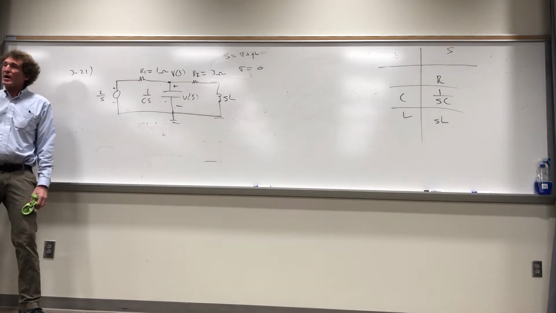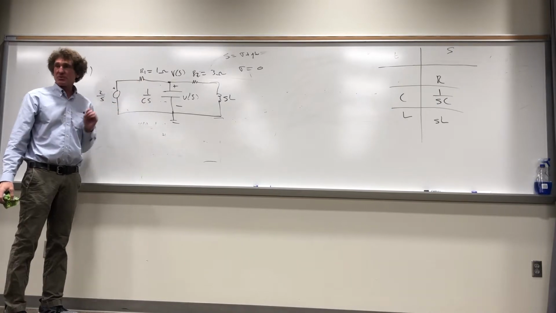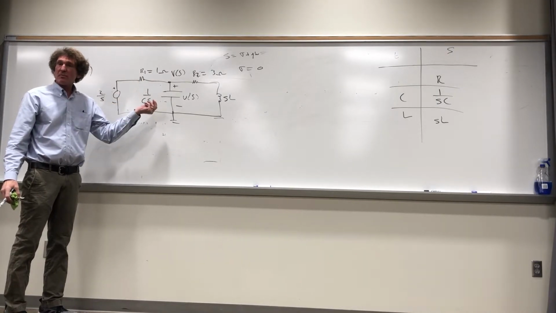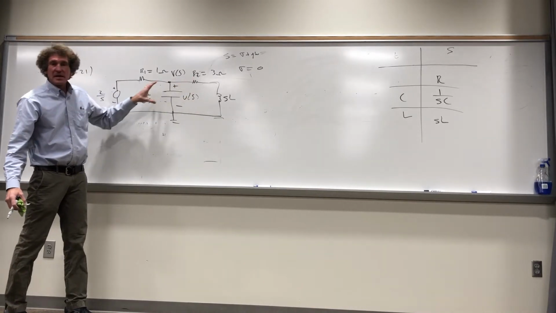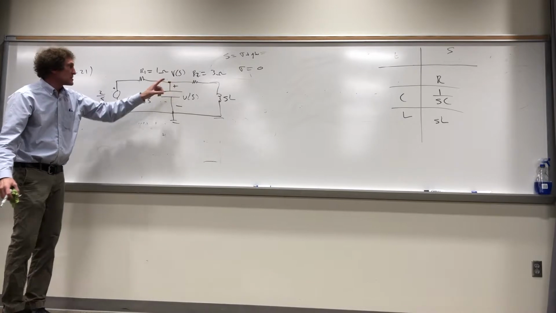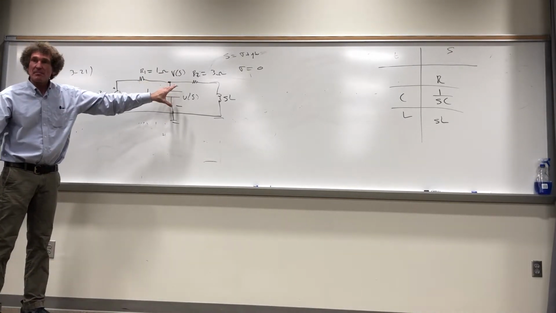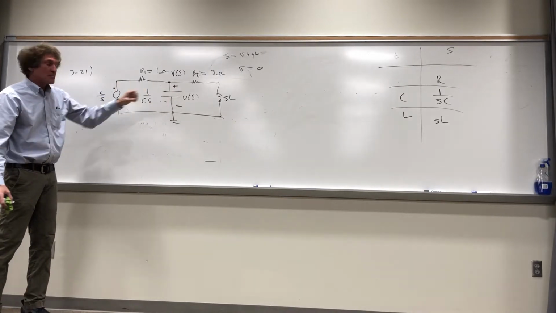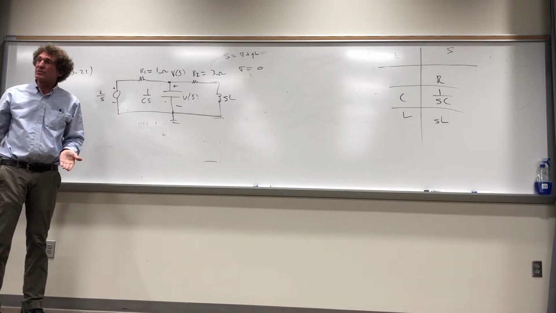There's not one way. You could do it with loops, mesh, right? Nodal or mesh. You could also do it by saying, well, these two are parallel. I can get a parallel impedance there, right? That parallel impedance is in series with this, and if I want this voltage, it would just be the parallel impedance divided by R plus the parallel impedance, times this. That again would give you the correct answer for the voltage across the capacitor.